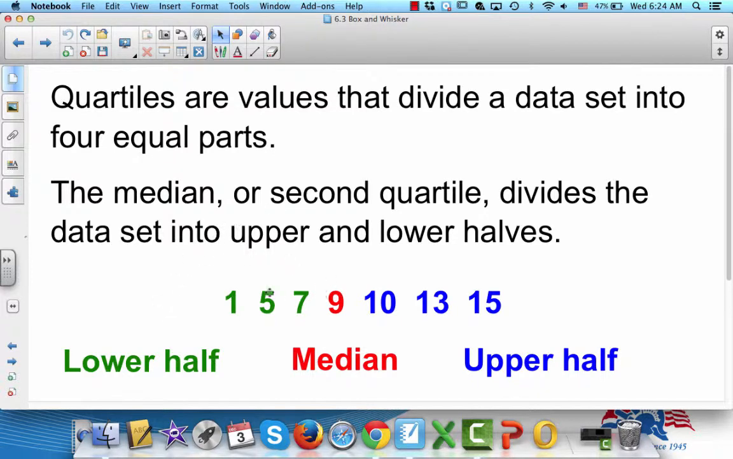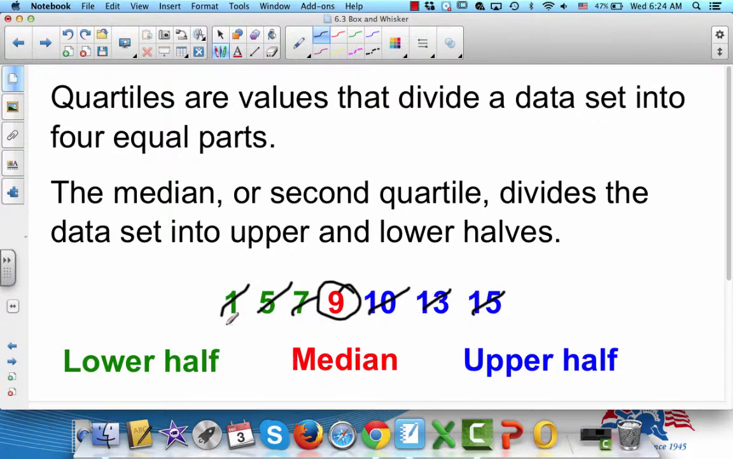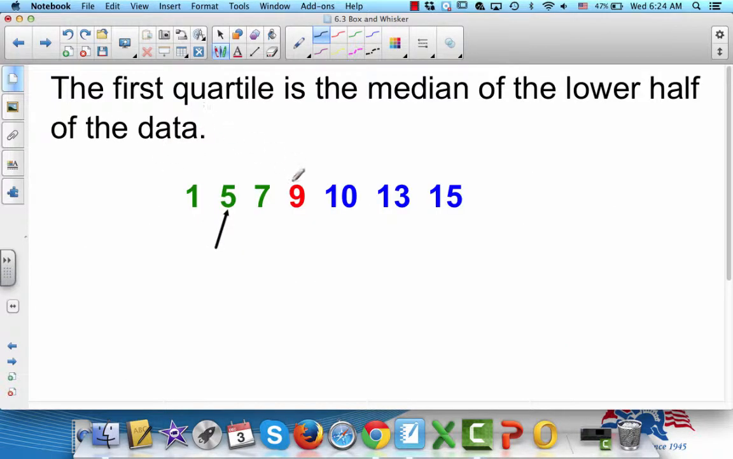All right, so we've got 7 items in our data set here. And so when we mark things off the way that I know a lot of you like to do, we mark off the 1, mark off the 15, mark off the 5, and the 13, and the 7, and the 10, and we're left with 9 as our median. That divides it up into a lower half, these green numbers here, and an upper half, the blue numbers here. And we found Q2, the quartile 2, or the median. Remember, the median is the middle number.